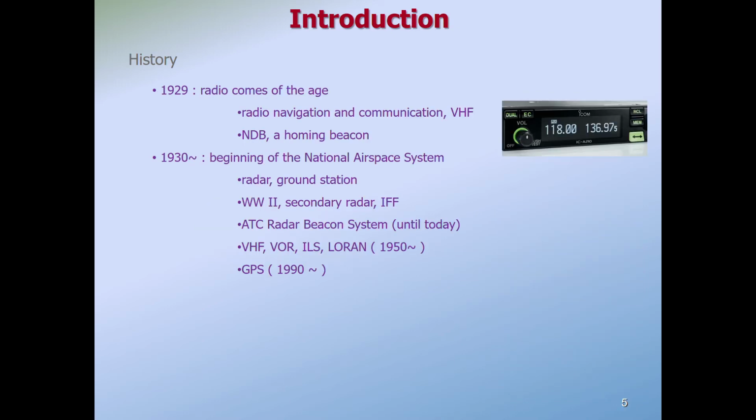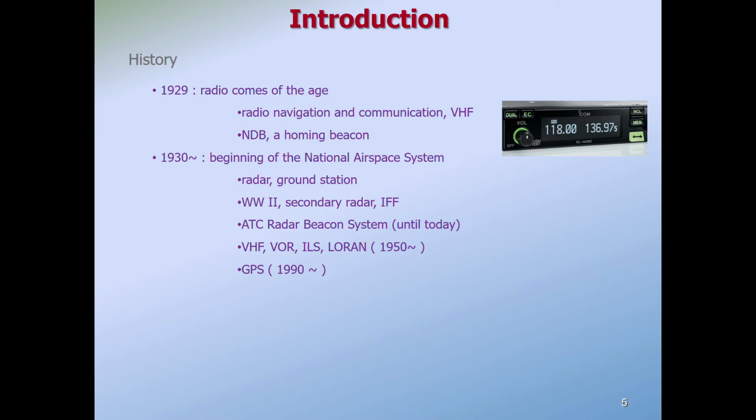Okay, in 1929, the radio comes. This is about communication, radio navigation and communication. The radio comes of age. So here the first thing they introduce is NDB, a homing beacon. Okay, and then it keeps evolving. In 1930, the beginning of the National Airspace System. So now we have the application of radar and ground stations, with which you can communicate with a flying aircraft which is very far away.